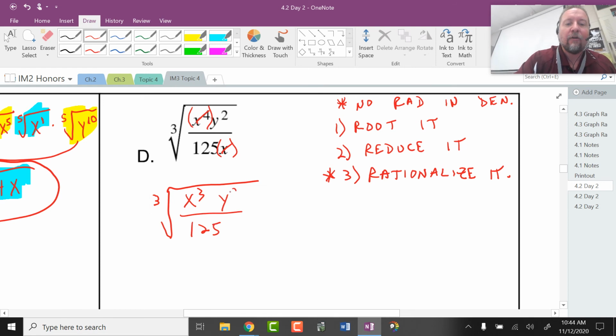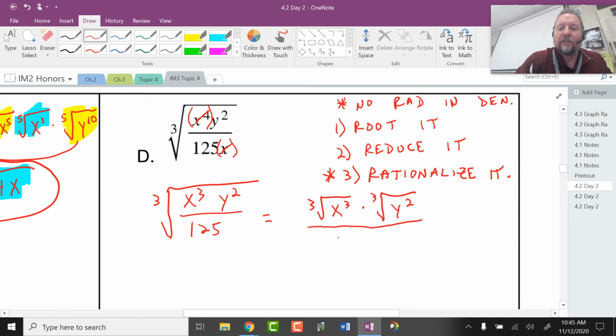So we've taken care of at least one component that used to be in the denominator as far as a radical is concerned. So this is the reducing part. If we can reduce and it does help us, we should. All right, next thing. We're going to start writing this as separate radicals. What's the cube root of x to the third, Ryan? Good. Does the cube root of y squared happen? Yes or no? What's the cube root of 125?